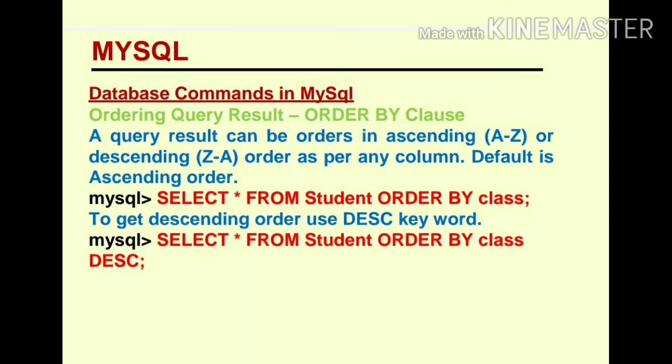One more thing I have to tell you here: if you have where as well as order by, always use where first and then order by. Select star from student where class equals to 8 order by name. So first where is used and then order by.